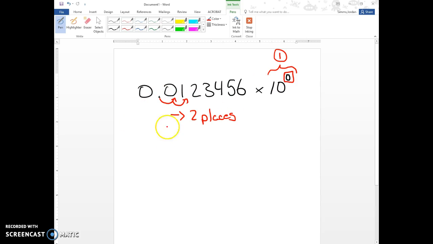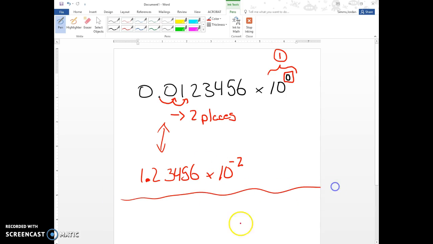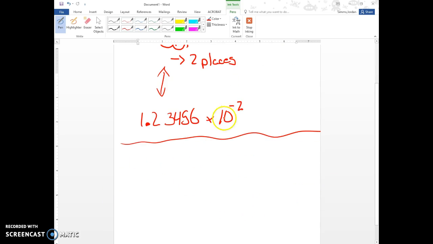Okay, so my answer is going to be 1.23456 times 10 to the negative 2. And if you pump that into the calculator, and again, if you just move the decimal the other way, we kind of come back to where we started. It would be 0.0123456.